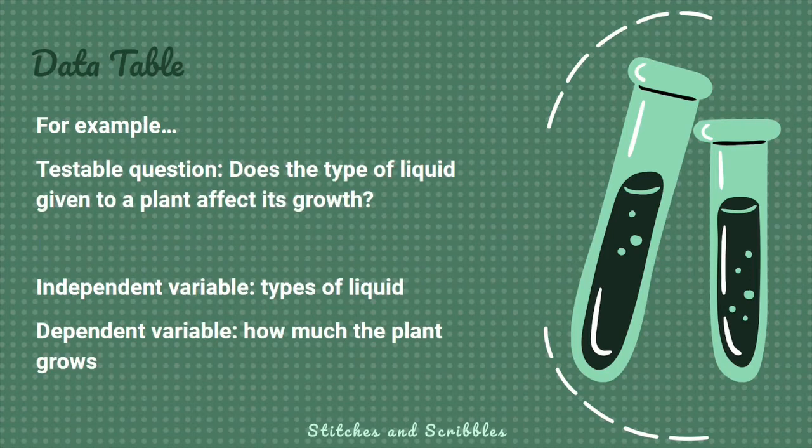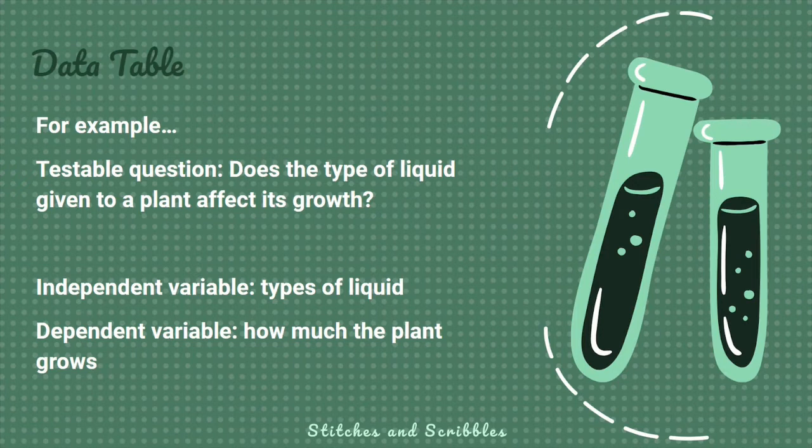Let's go over an example. For this one, I'm using the testable question, does the type of liquid given to a plant affect its growth? The independent variable in this case is types of liquid, and the dependent variable is how much the plant grows. So both of your variables should be somewhere in your testable question to kind of give you a hint of where to start.